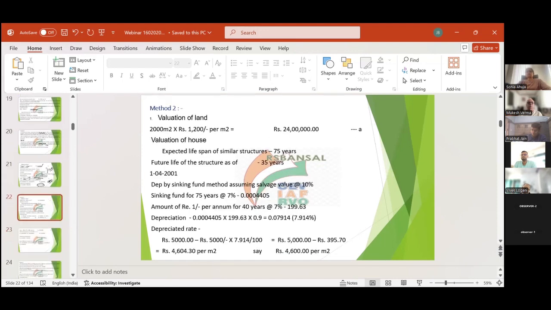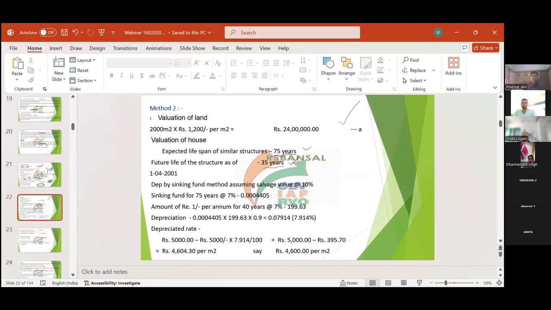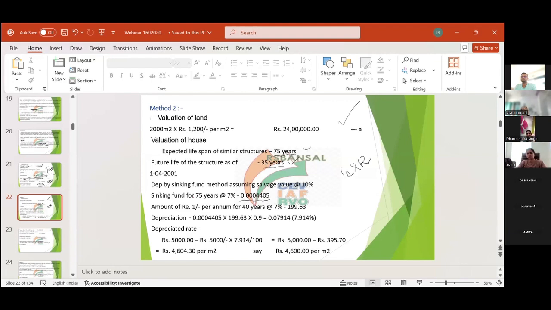See here, in the second method, the value of the land will remain the same as in the first method we have calculated. Then 75 years is the total life and 35 years is the age we have assumed. So you know how to calculate sinking fund depreciation. You calculate sinking fund for 75 years. You know the method. So it is basically IC into S.